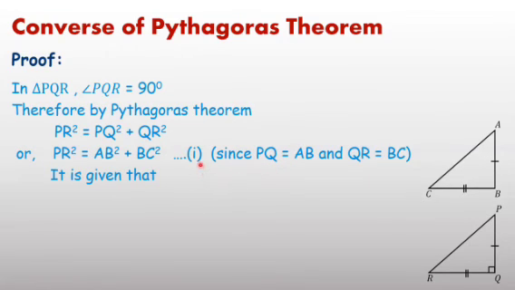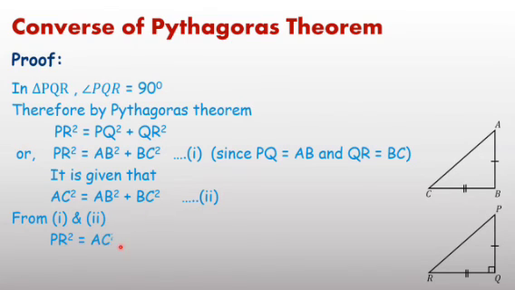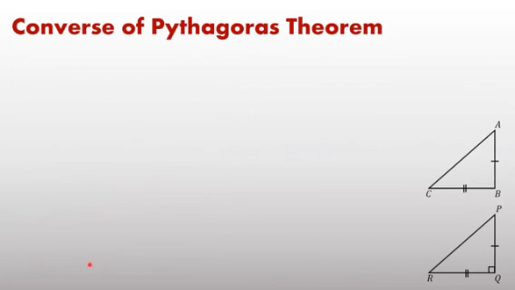Therefore, equation first. And it is given that AC square equals AB square plus BC square. Equate first and second, you will get PR square equals AC square. Taking square root, PR equals AC. Mention it as equation 3. Once more, equation first you are getting by applying Pythagoras theorem in PQR. Equation second is given. Equate first and second, you are getting PR equals AC.